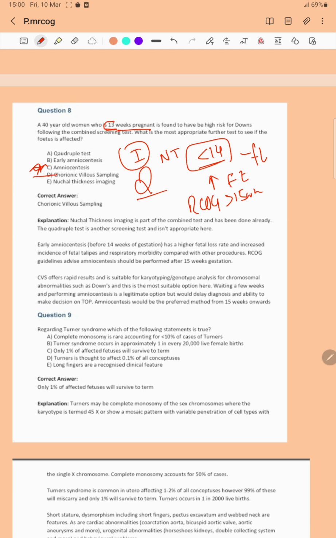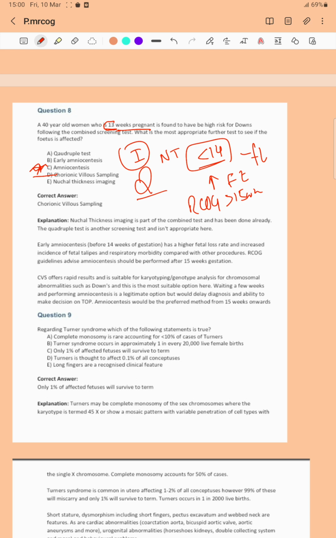The chorionic villus sampling offers the rapid test and is suitable for karyotyping, genotype analysis for chromosome abnormalities such as Down's. This is the most suitable option because waiting a few weeks and performing the amniocentesis is a legitimate option but would delay the diagnosis, and the ability to make a decision for the termination of the pregnancy is again going to be delayed.